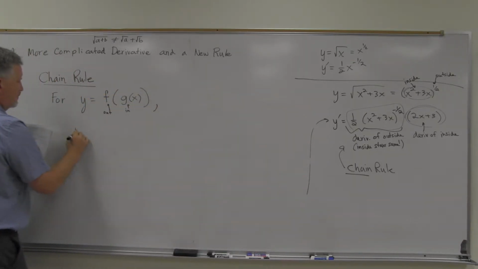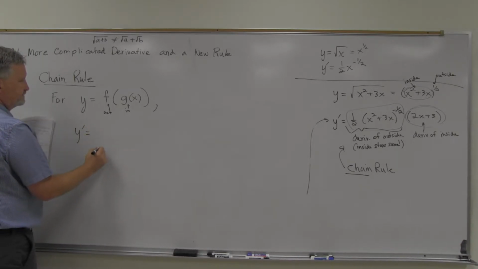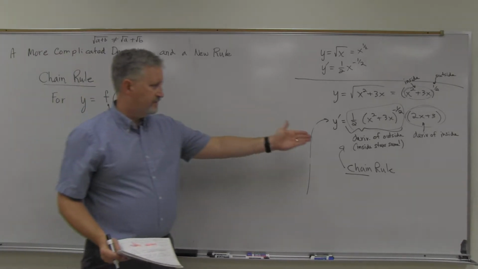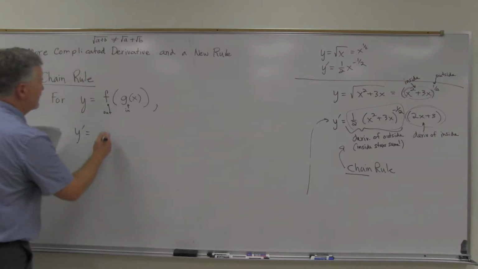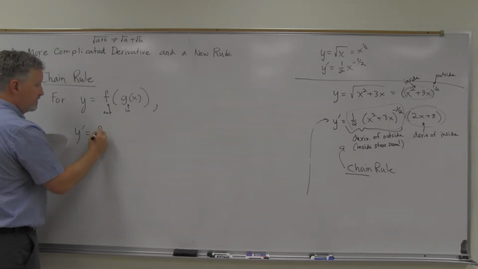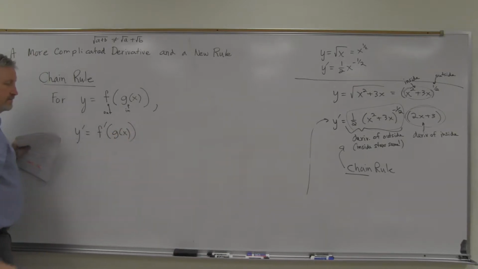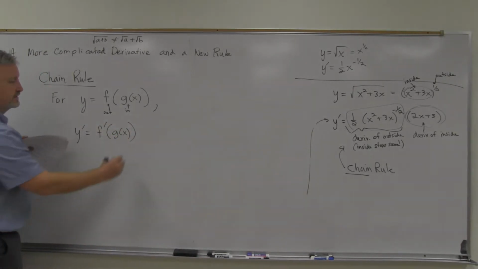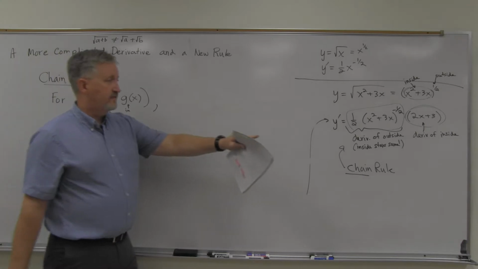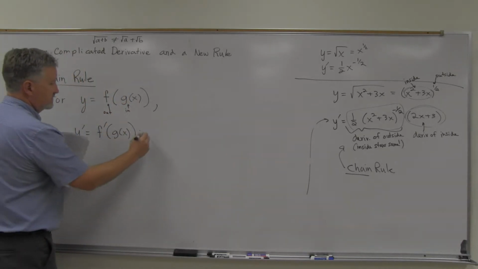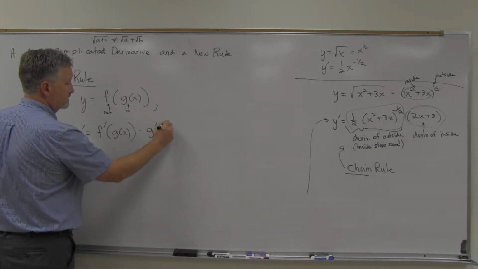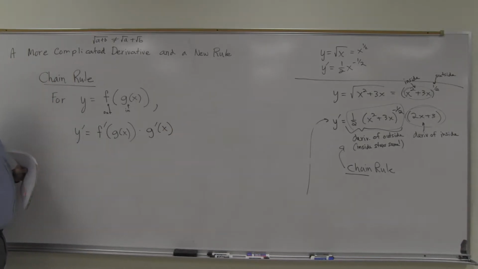The chain rule says the y prime, the derivative, is the derivative of the outside, inside stays the same. So the derivative of the outside would be f prime, and the inside stays the same, so f prime of g of x. And then we multiply it by the derivative of the inside. The inside is g of x, so times the derivative of g of x. That's how we can write it, which may help you, may not.